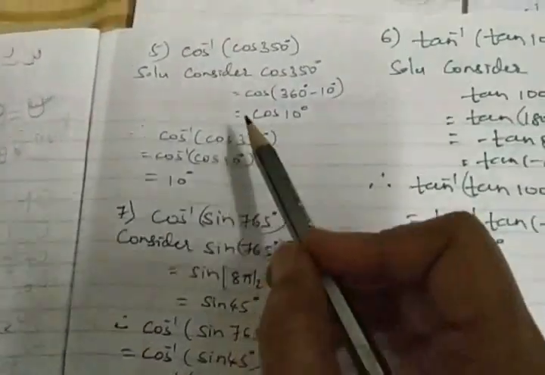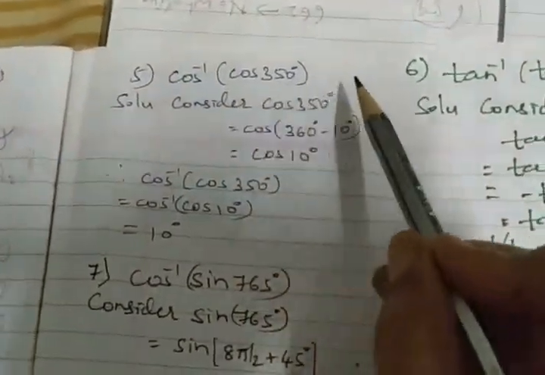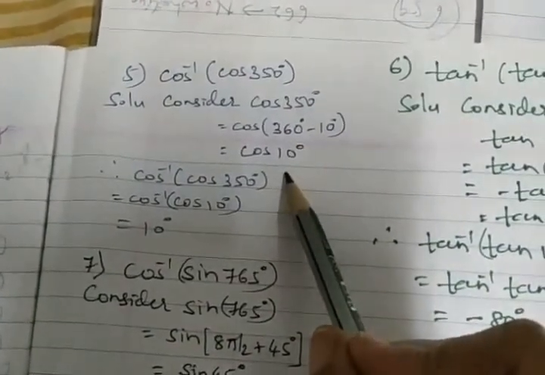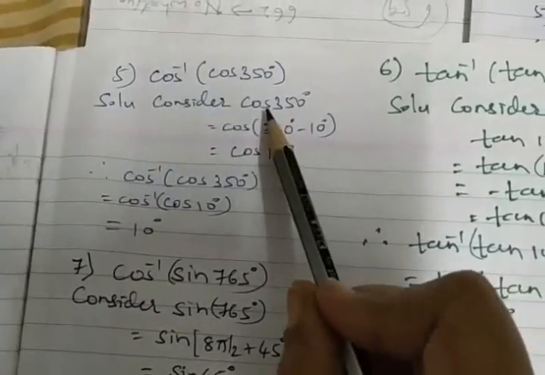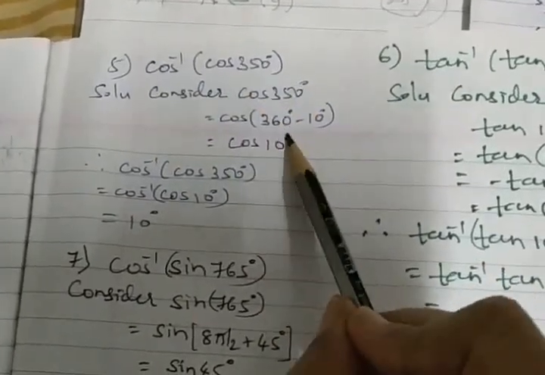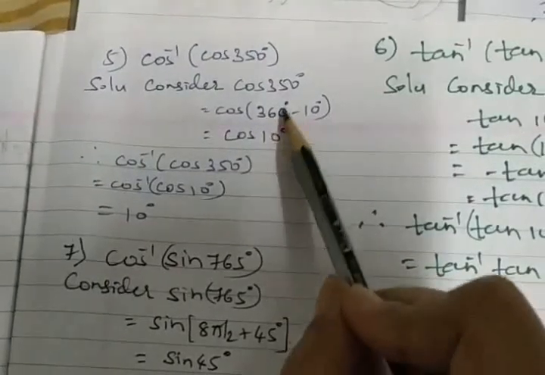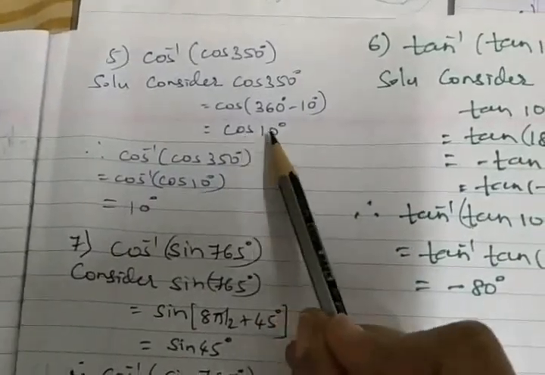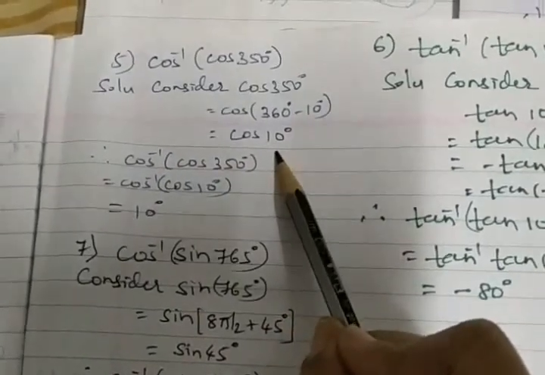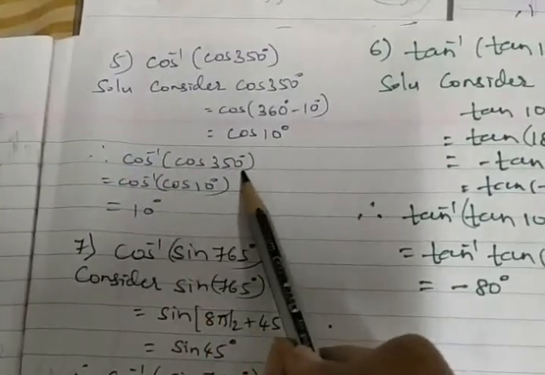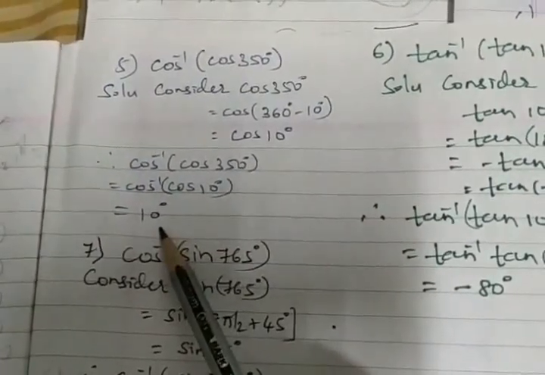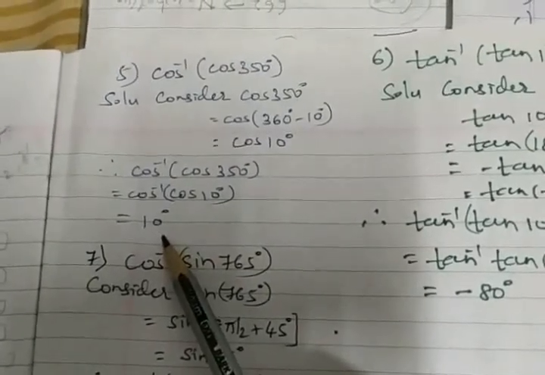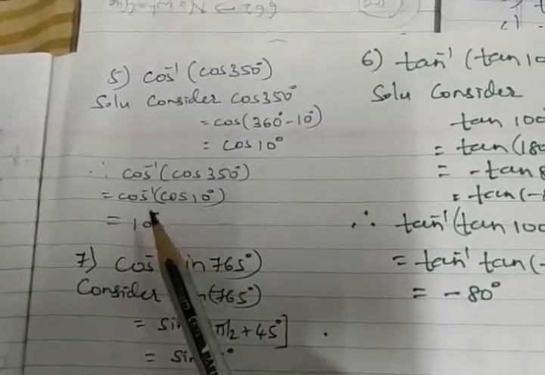Fifth question. We find cos inverse of cos 350 degrees. First solve this question and then you can verify the answer. Just to make it convenient for you, I have solved it. I considered cos 350 degrees, which I have taken as 360 degrees minus 10 degrees. It's 4 pi by 2 minus 10, which will further simplify to cos theta, that is cos 10 degrees. Back to the question, cos inverse of that, the final answer should be 10 degrees, which of course lies in the range 0 to pi closed interval. So this should be the answer.